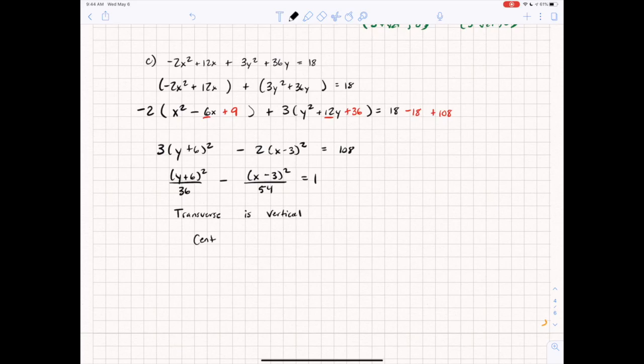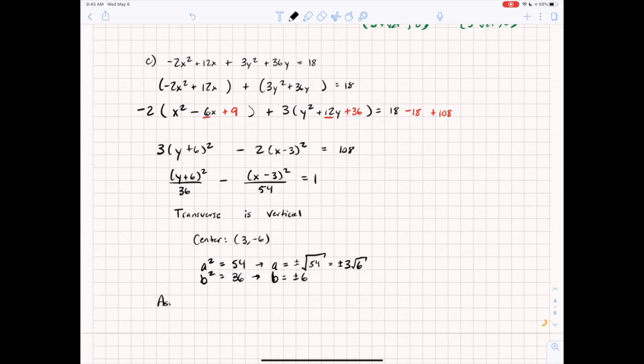So my center, which is located at (3, -6). B, that square root underneath the y term, will determine where my vertices are. So just to maintain the same order, a squared is equal to 54. That means a is equal to plus or minus the square root of 54. If you're going to simplify and reduce this, 54 is broken down into 9 times 6. Square root of 9 is 3, the 6 stays. So that's how we can simplify it. For b, 36 is a perfect square, so I get b is equal to plus or minus 6.